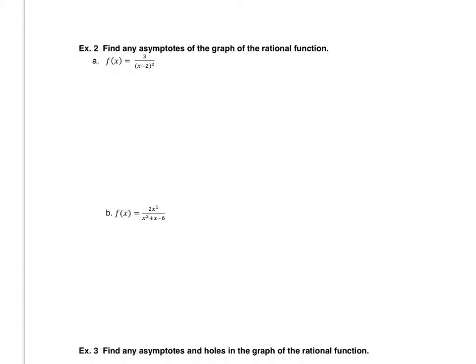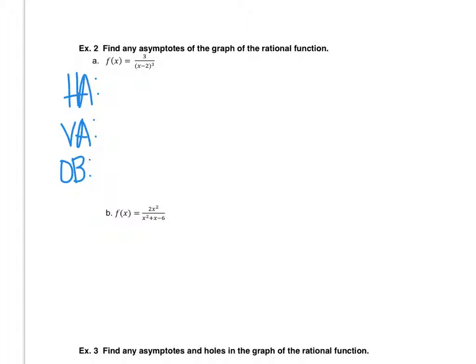On example 2, it says find any asymptotes of the graph of the rational function. So remember, we have 3 different types of asymptotes to consider. We have a horizontal asymptote, we have a vertical asymptote, and sometimes if we don't have a horizontal asymptote, we may have an oblique asymptote. So we're going to put all 3 of them on there, and we're going to check for all 3.